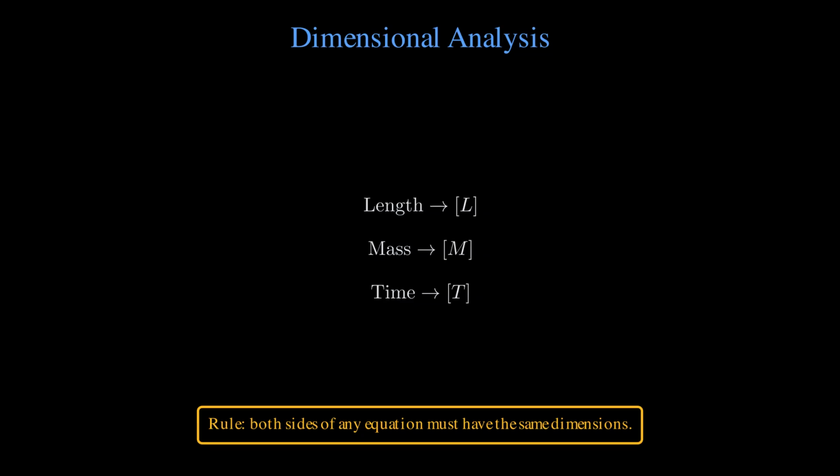Now, let's talk about dimensional analysis, one of the most powerful tools in all of physics. Every physical quantity has a dimension. The dimension of length is written as capital L, mass as capital M, and time as capital T. The first rule of dimensional analysis is this: both sides of any physics equation must have the same dimensions. If they don't, the equation is simply wrong.